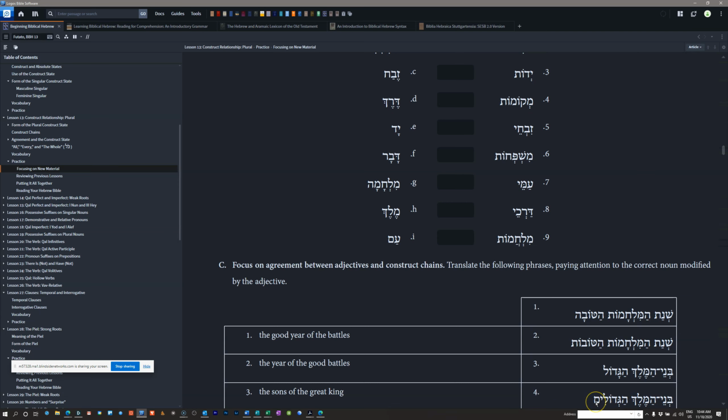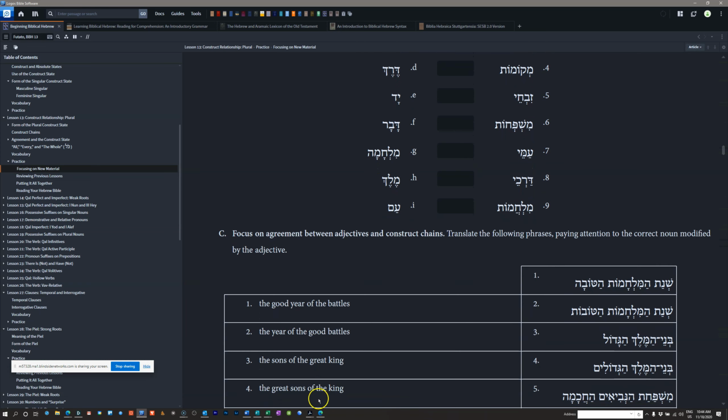Now we insert our adjective where appropriate. Since this is masculine plural and it's definite and our noun is definite, we have an attributive adjective. The great sons of the king. Scrolling down, we see the great sons of the king.